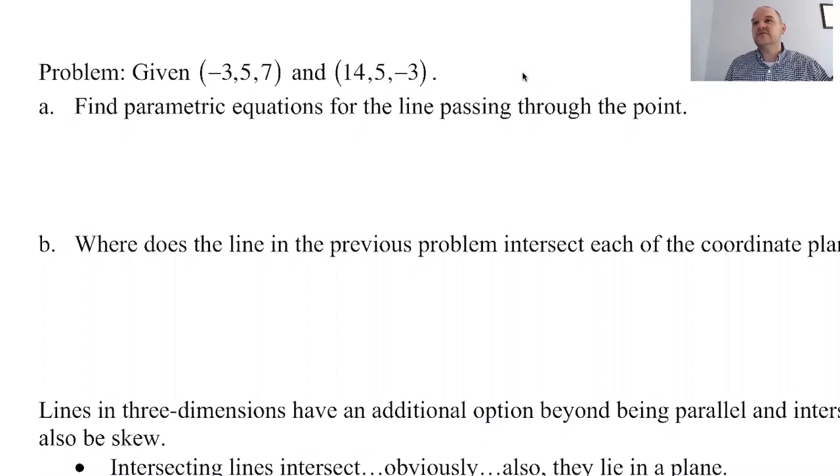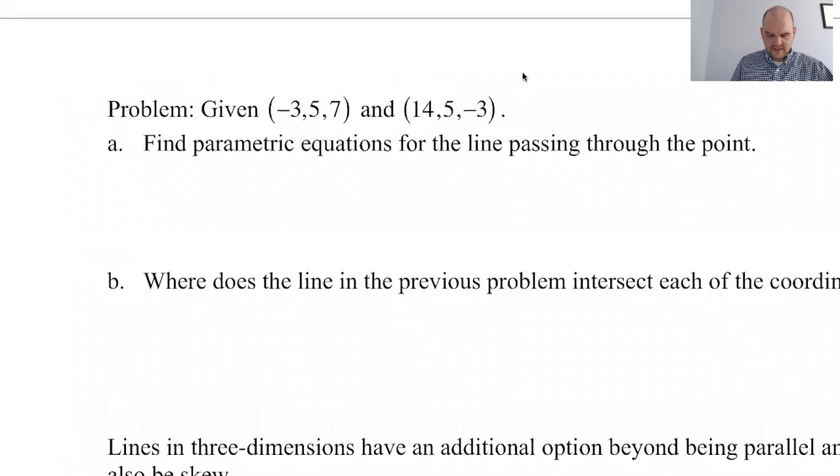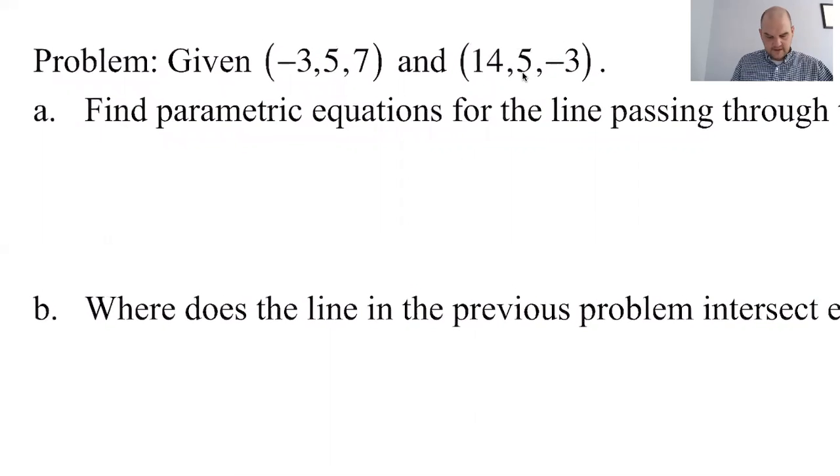Find parametric equations for the line passing through the point. To do that, I need a vector, and to get a vector, I'm going to do the one with bigger numbers minus... oh no, it's directly even. This is how these end up so long. All right, so 14 minus -3 is 17. That's a garbage number because of what we're going to have to do in the future, but okay. 5 minus 5 is 0. -3 minus 7 is -10.